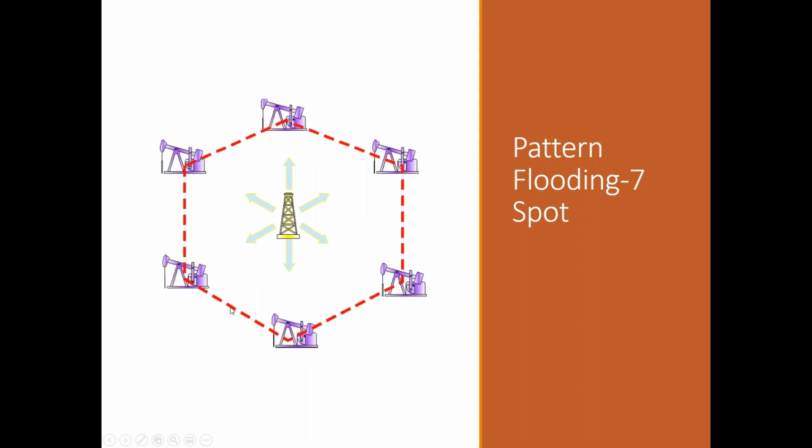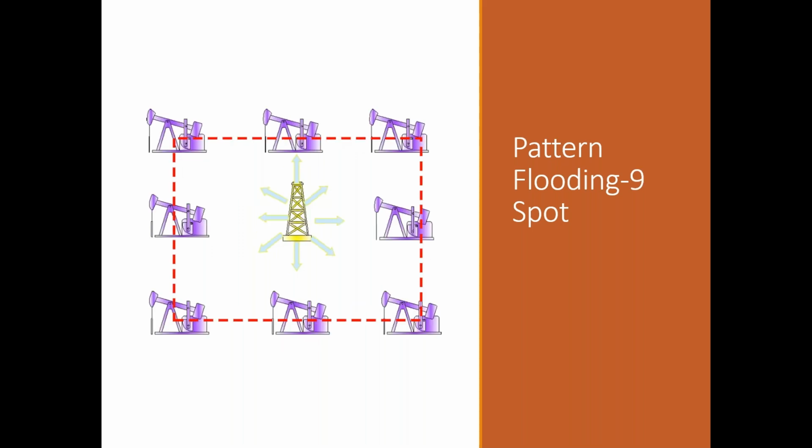Now the same thing is being replicated here. Here you can see the 7 spot flooding pattern. You can see 1, 2, 3, 4, 5, 6 producers and 1 injector. So it's a 7 spot flooding pattern. Again, the 9 spot flooding pattern: you can see eight producers and 1 injector.